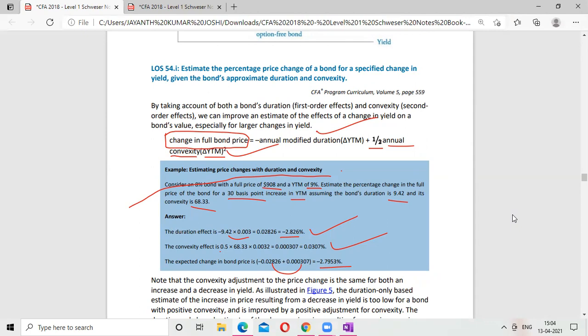But in the convexity effect, what is annual convexity by 2? Sir, you have to take half in the formula there. Actually, by taking account of both duration, the first order, and convexity, the second order, I told you it's a first order derivative and a second order derivative. We can improve the estimate of the effects of change in yield on a bond's value. That means if you want to know the change in the bond price clearly, you have to take both duration and convexity. So we incorporated both.